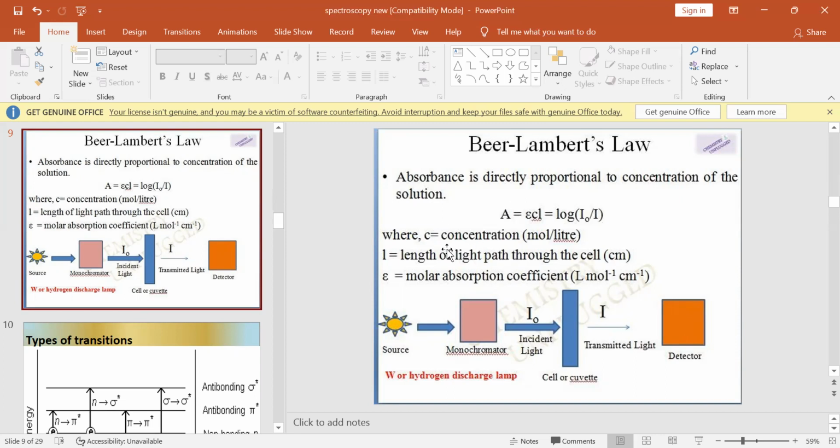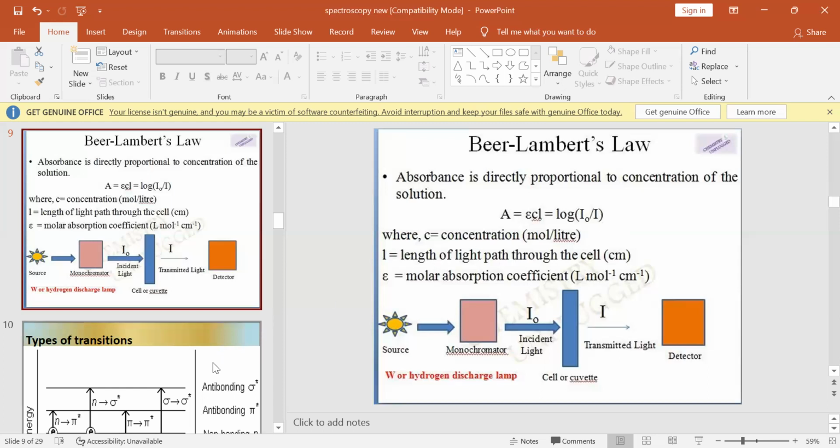Here the terms are: C is concentration in moles per liter, L is the length of the light path through the cell, epsilon is the molar absorption coefficient, I naught is the intensity of incident light, and I is the intensity of transmitted light.